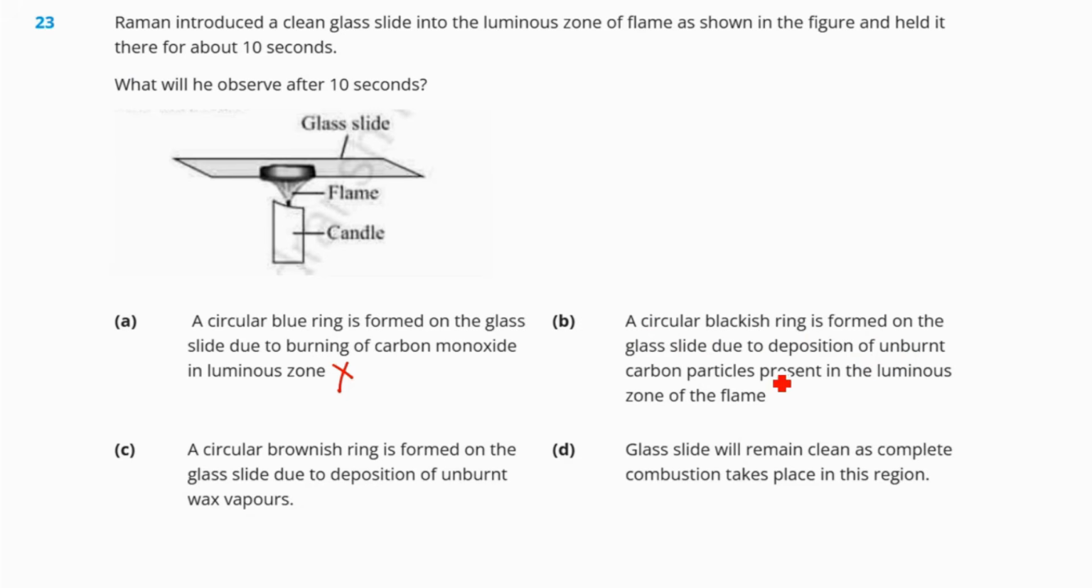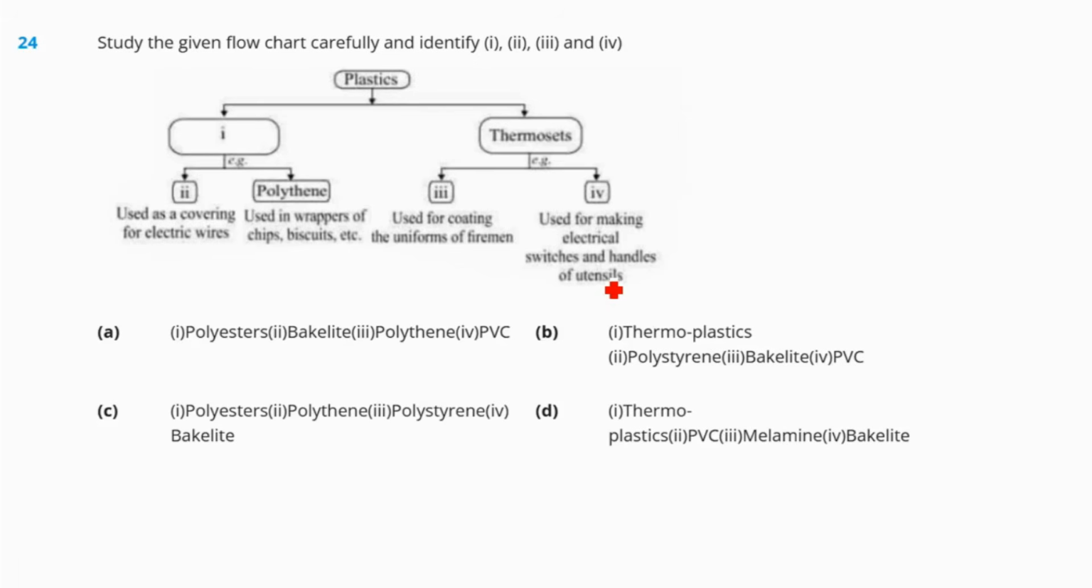In option B, a circular blackish ring is formed on the glass slide due to deposition of unburned carbon particles present in the luminous zone of the flame. Yes, this is correct. Why? Because the luminous zone contains hot glowing unburned carbon particles because of incomplete combustion. These particles stick to the slide and form a black coating. So our correct answer should be option number B.